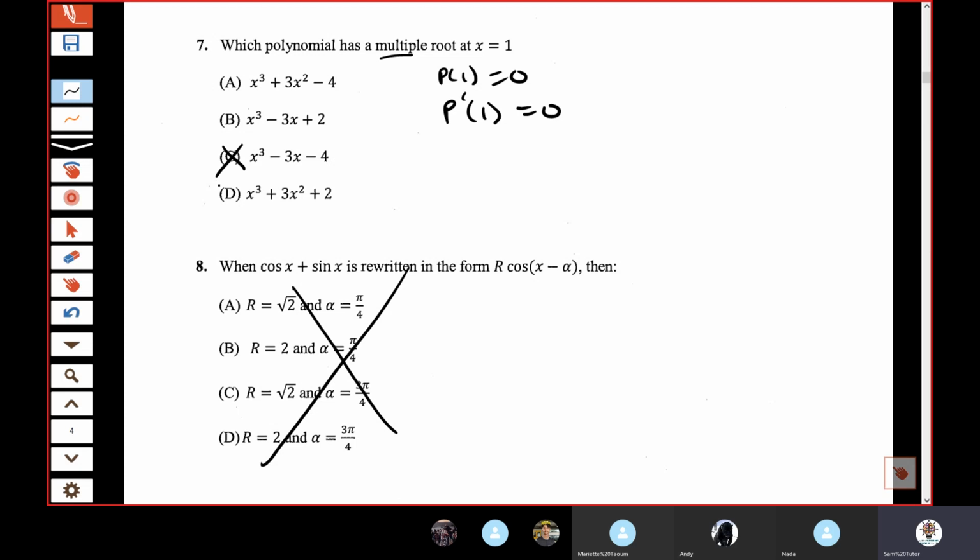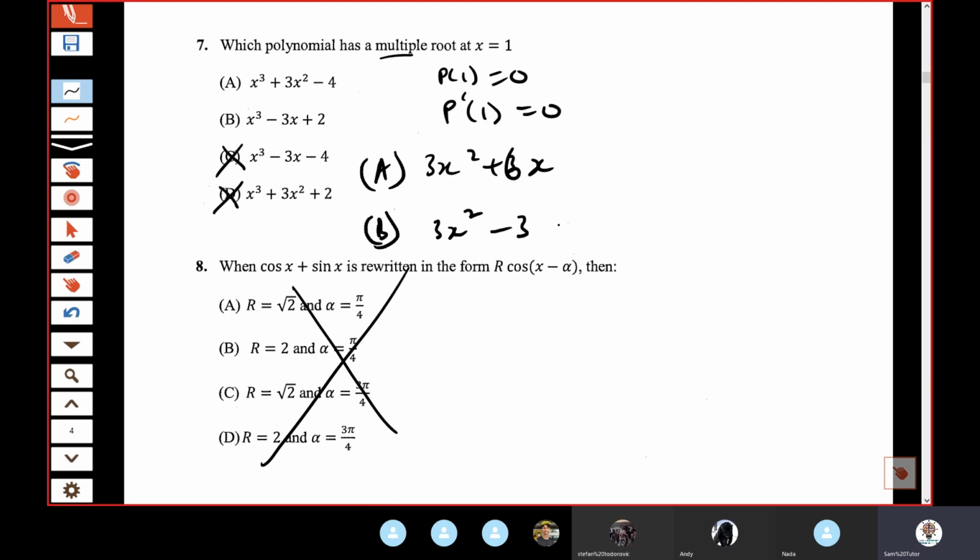Discriminant. But you can't because these are cubics. 1 plus 2 is 3. This one also doesn't work. So it's literally just between A and B. P dash is 3x squared plus 6x, and the other one is for A. For B it's 3x squared minus 3. Sub in 1. This one gives you 0. This one gives you 9.